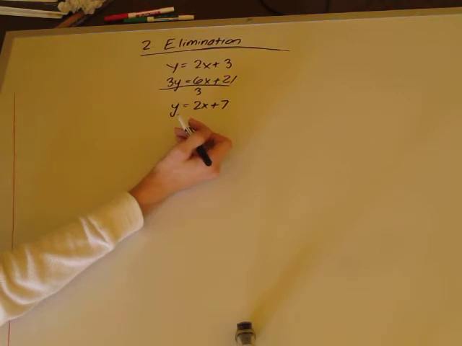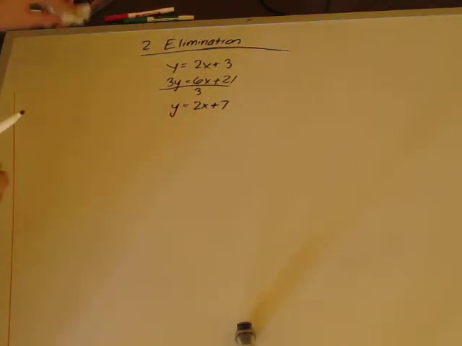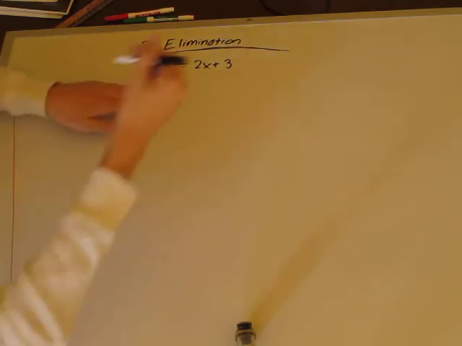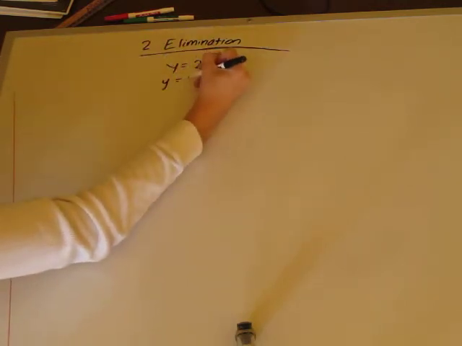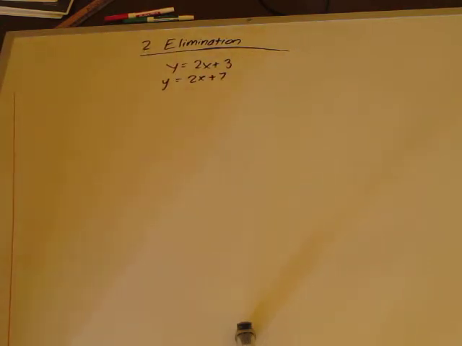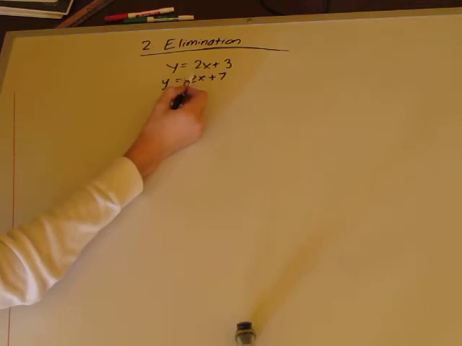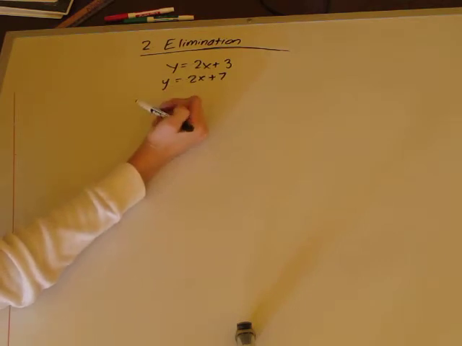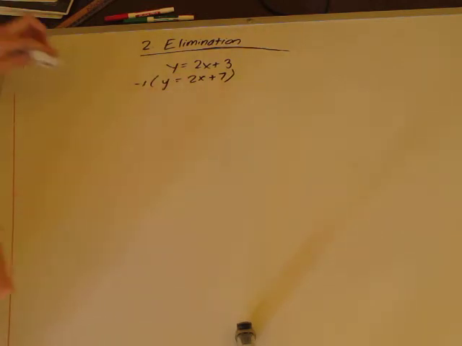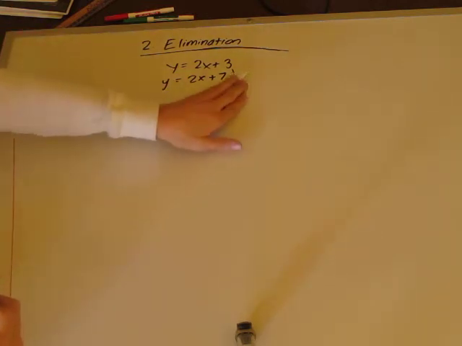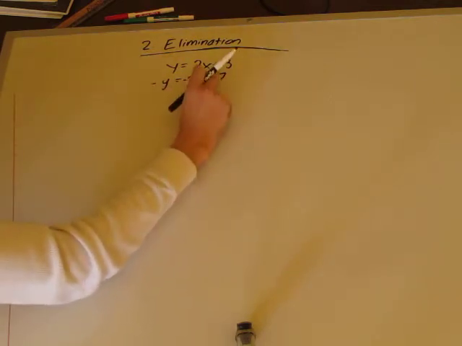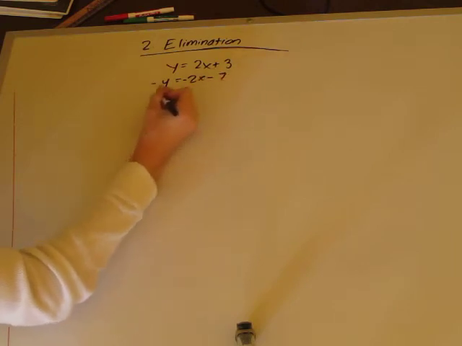Let's look at the substitution method for this one. So I'm going to erase this equation, and we have y equals 2x plus 7. Actually, elimination is a lot easier in this case because we have the 2's. So we only have to multiply this by negative 1. And we get negative y equals negative 2x minus 7.